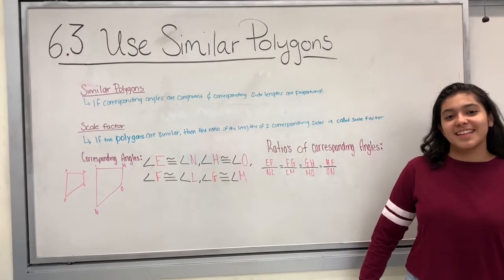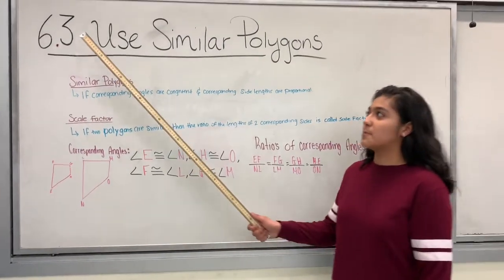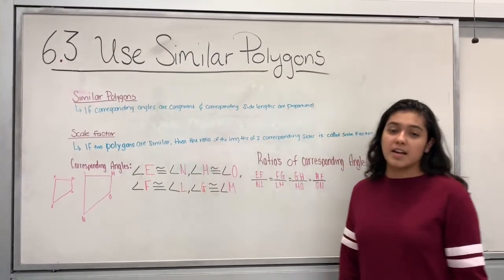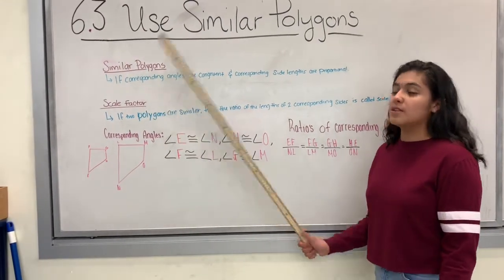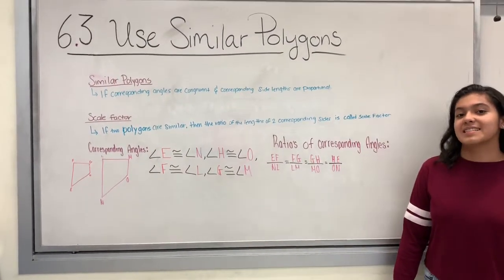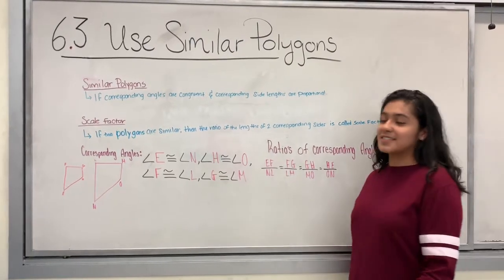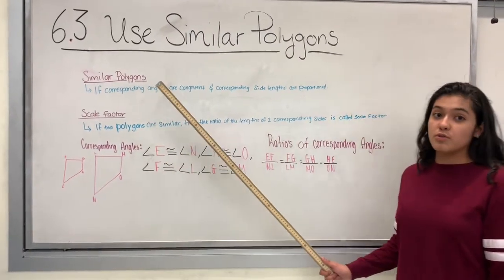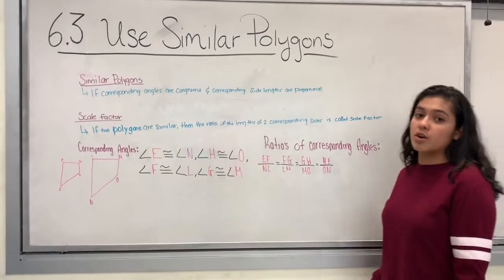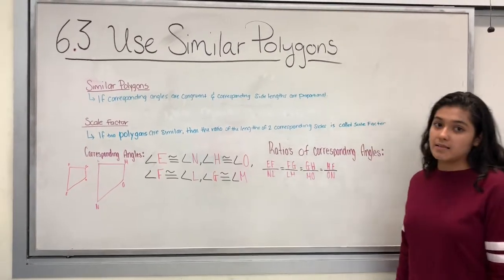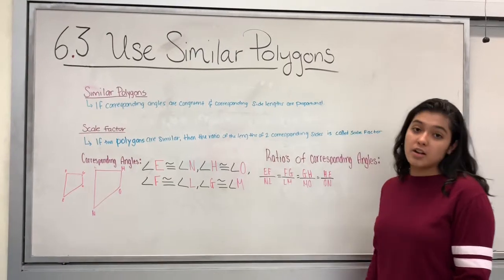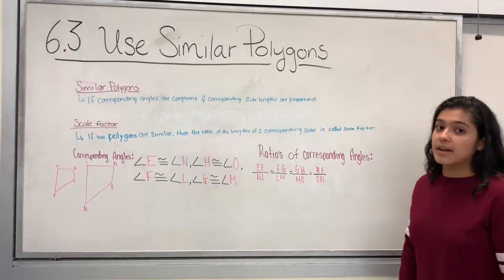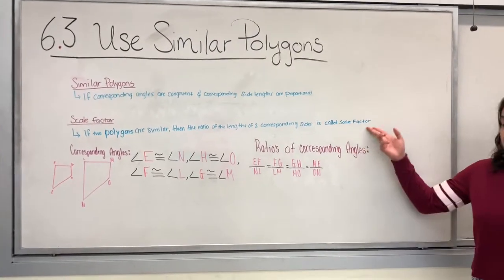Hi, my name is Melanie, and today I'm going to give you a quick review on 6.3 using similar polygons. And I'm going to start off by giving you guys 2 definitions. The 2 definitions are similar polygons and scale factor. The definition for similar polygons is if 2 corresponding angles are congruent and corresponding side lengths are proportional. And for scale factor, the definition is if 2 polygons are similar, then the ratio of lengths of 2 corresponding sides is called scale factor.